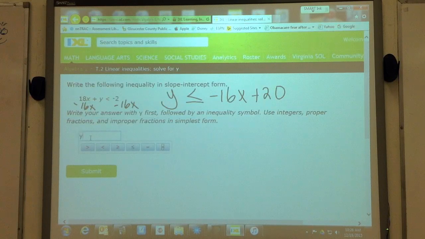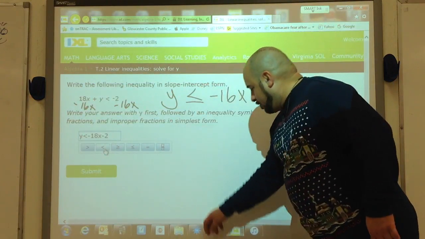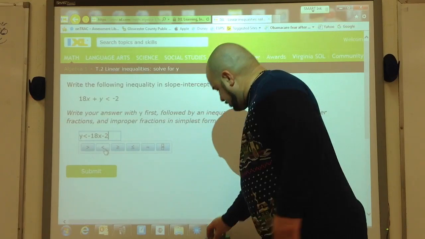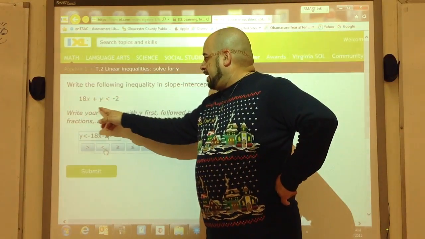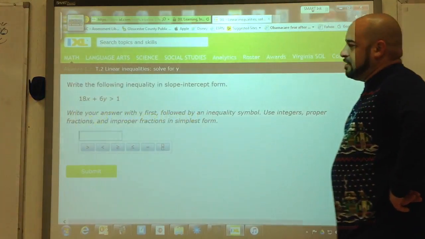So I have 18x plus y is less than... let's see, negative 18x minus 2. I'm back. So I'm going to erase this just in case you didn't see it. But I subtracted 18x from both sides, and there it is there. And so I'm going to submit my answer.